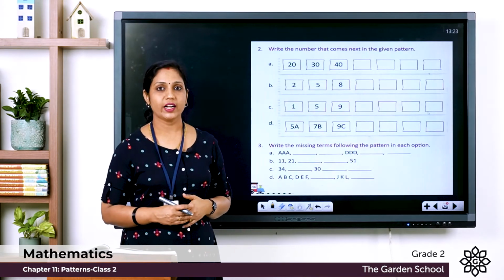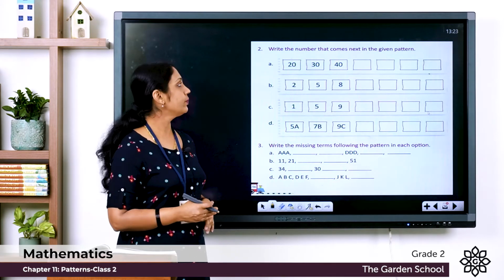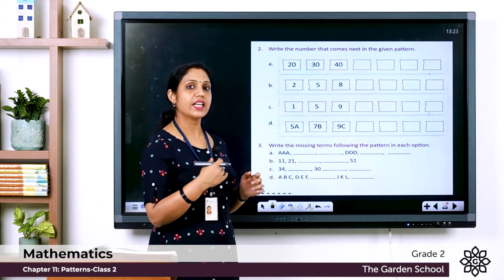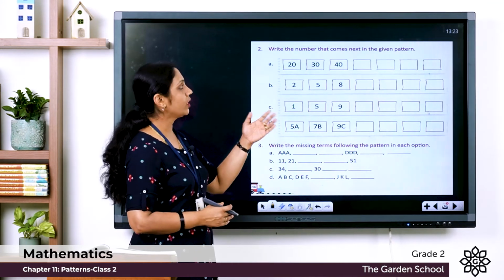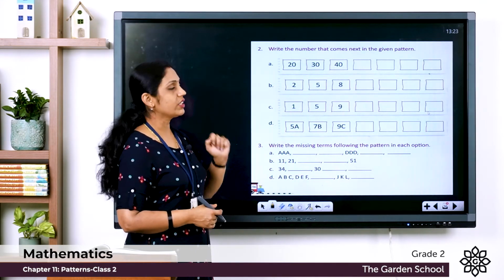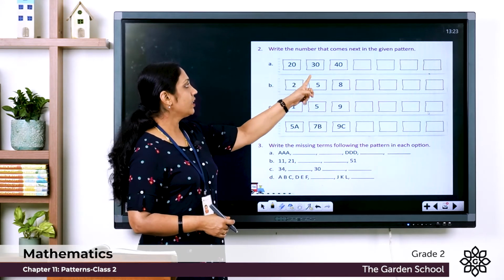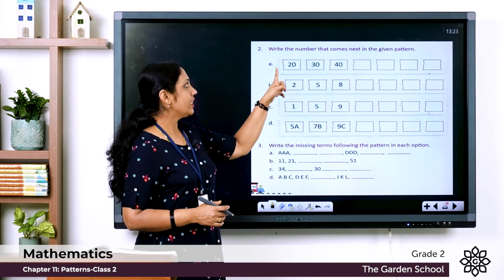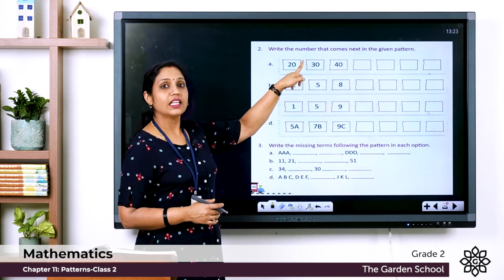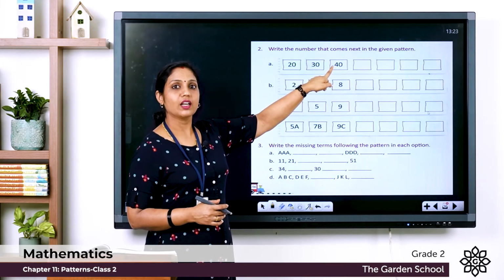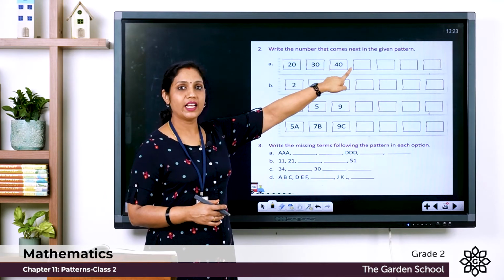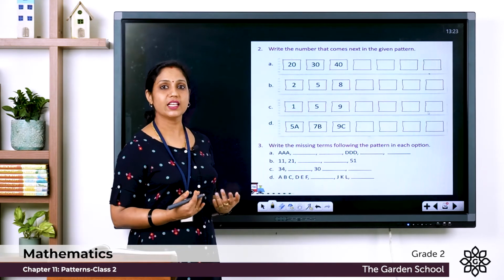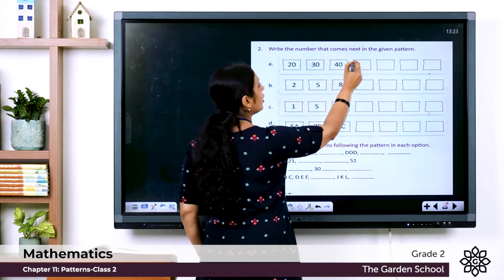On page number 156, we have our second question. Let's see what it is. Write the number that comes next in the given pattern. So we have to complete the pattern. Let's look at the first question. 20, 30, 40. By how much are these numbers increasing? 20 plus 10, 30. 30 plus 10, 40. Now with this 40, we have to add 10 to get the next number. How much is 40 plus 10? It is 50. So we can write here 50.